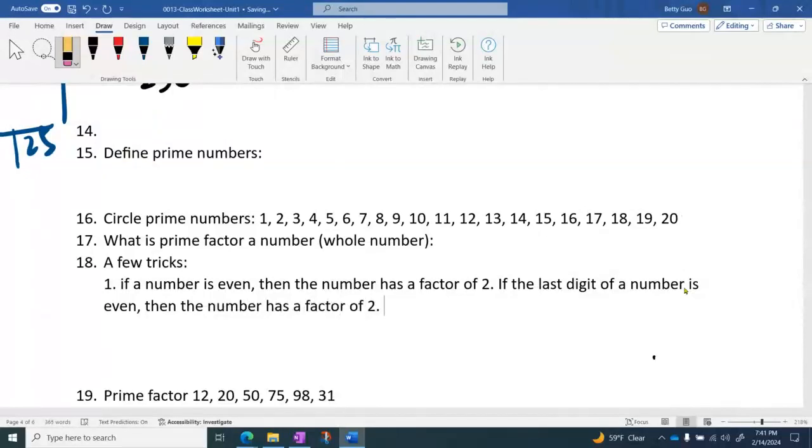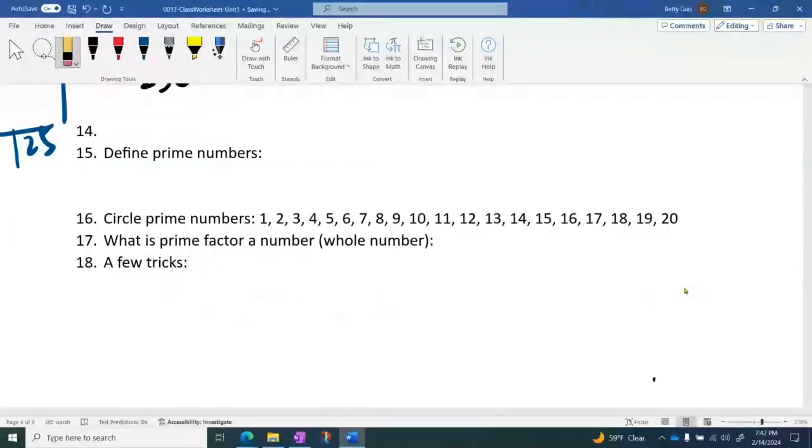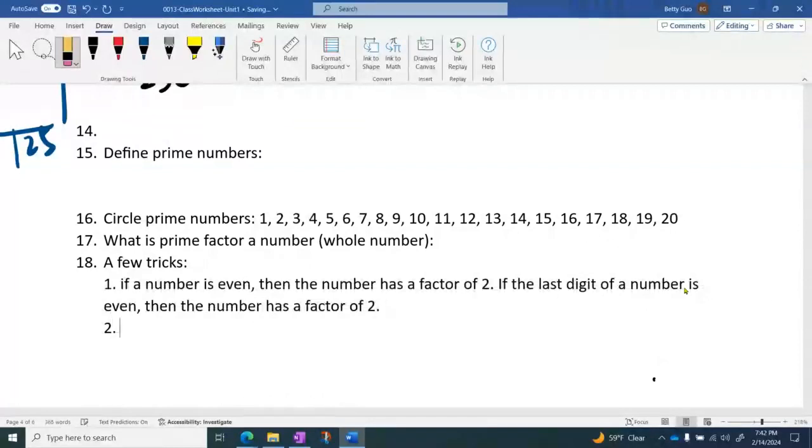Okay, the first trick is to help you determine how we know if a number divides by 2, right? If the number is even. How do we know the number is even? We look at the last digit of the number. If the last digit of the number is even, then the number is divisible by 2. It has a factor of 2. In other words, if the last digit of the number is 0, by the way, 0 is even, or 2 or 4 or 6 or 8, then that number has a factor of 2.